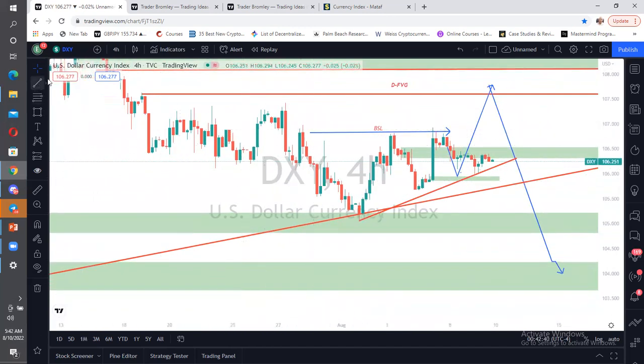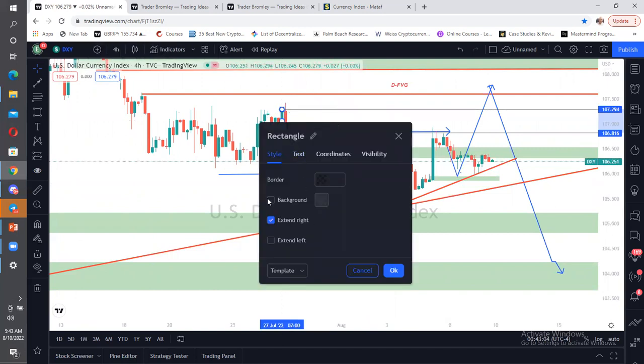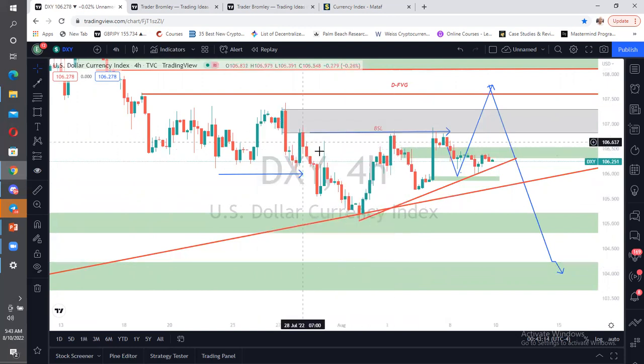Before now, we'll have a break of market structure to the downside, which is this. Then after the break of this market structure to the downside, we'll have a pullback to this particular level here. And here we'll have an order block.